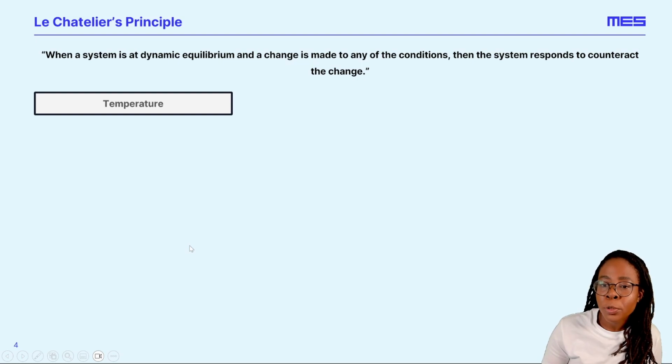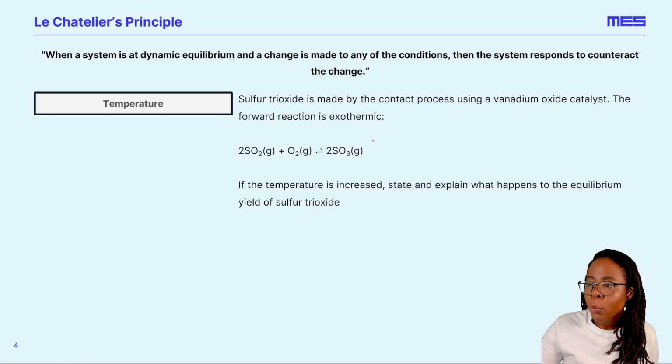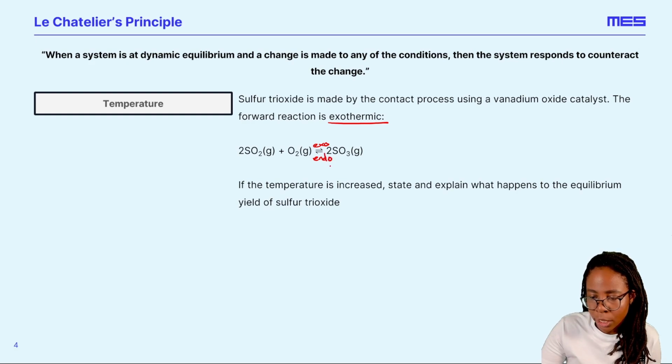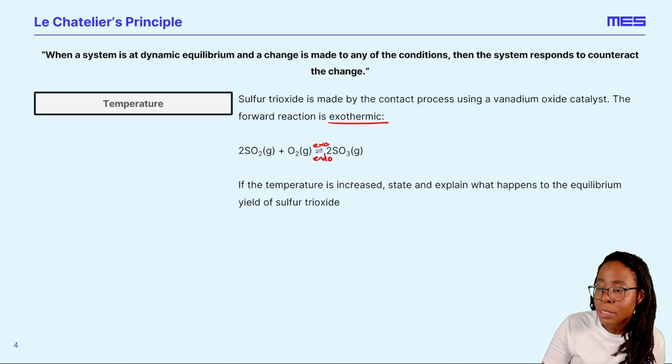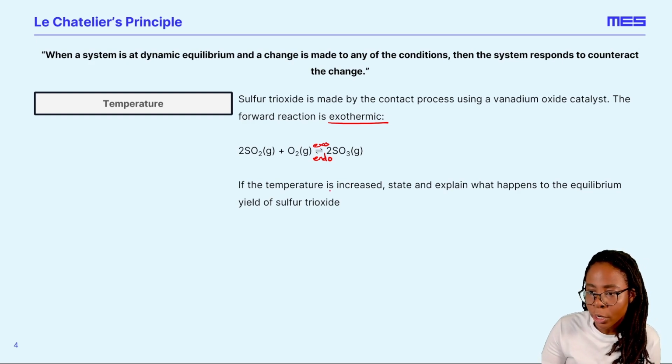Let's do another example, this time with temperature. Here we're given the contact process, so this is our equation, and we're told that the forward reaction is exothermic. Now, if the forward reaction is exothermic, that means that the reverse reaction must be endothermic. If the temperature is increased, state and explain what happens to the equilibrium yield of sulfur trioxide.